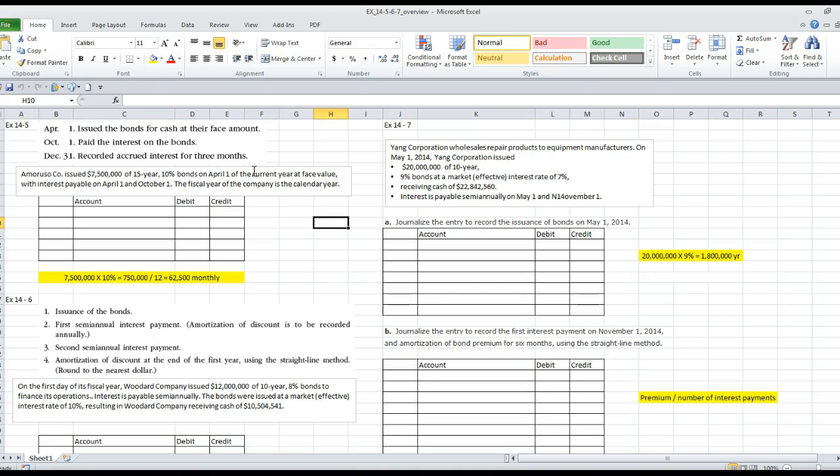the bond and the market interest rate is the same. So, first thing is you issue bonds for cash of their face amount. Well, what's their face amount? Well, it says here $7,500,000.